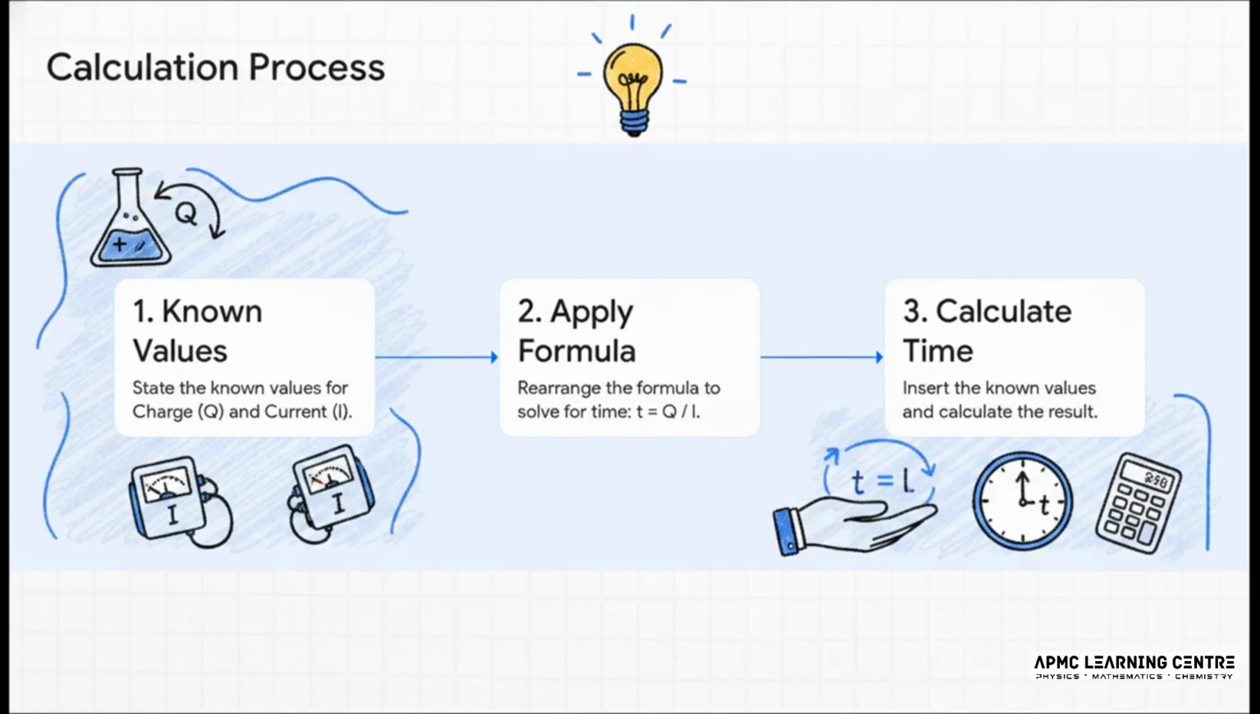And the process is super straightforward. First, we'll just figure out what we already know. Then, we'll take our formula and just rearrange it a little bit to solve for time. And finally, we'll plug in the numbers and get our answer.